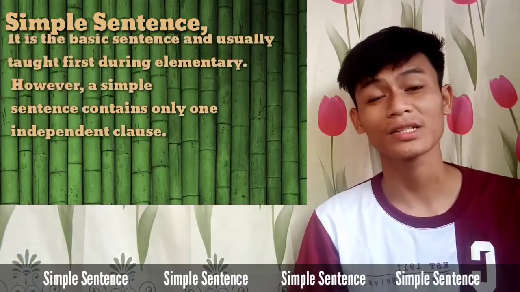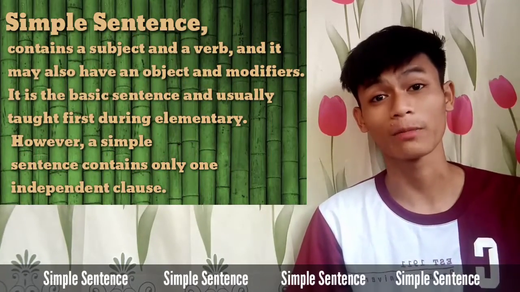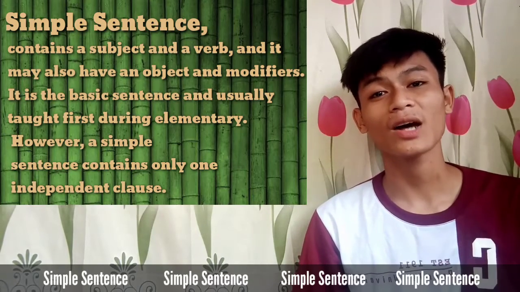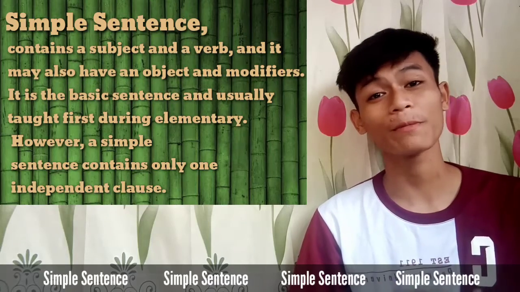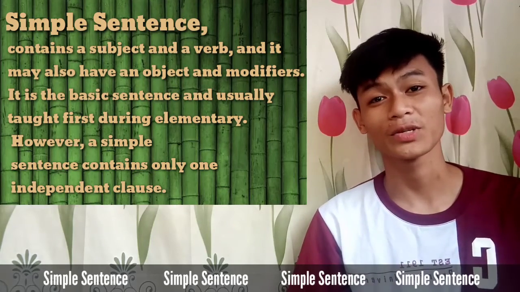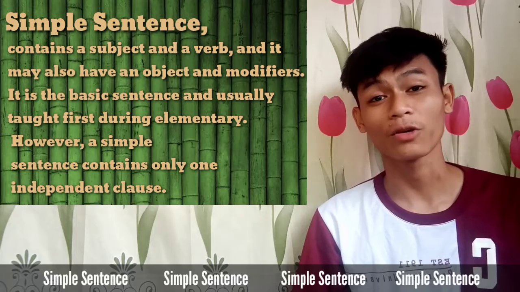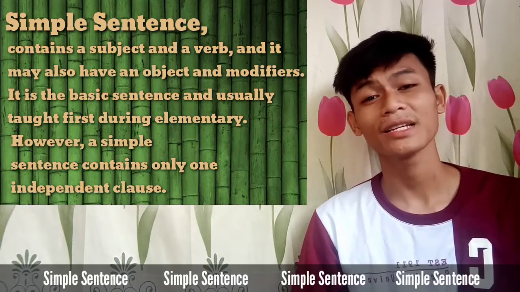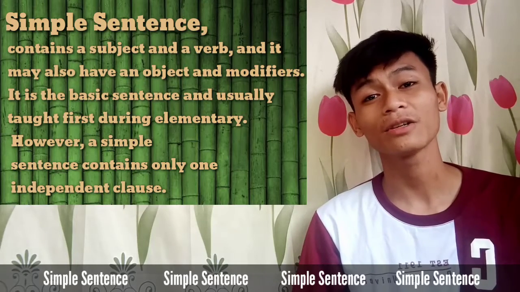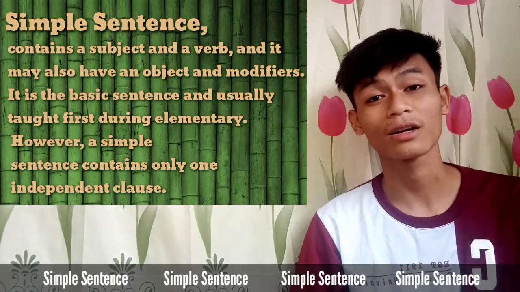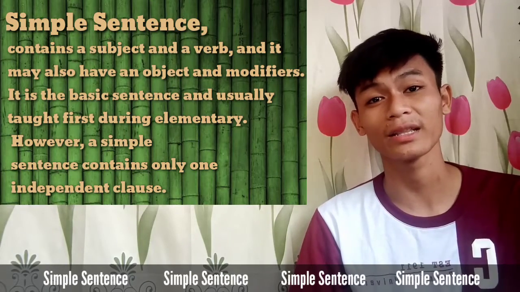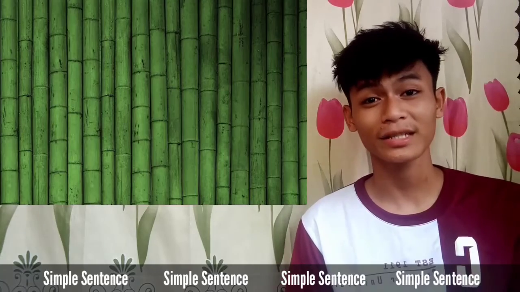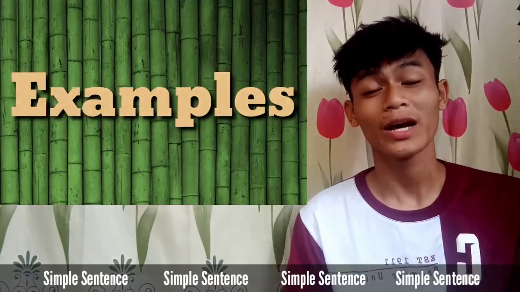A simple sentence contains a subject and a verb, and it may also have an object or modifiers. This sentence structure is the most basic structure among others, so it is usually taught during elementary years. However, this sentence structure only contains one independent clause, and there is no dependent clause. To help you understand more what a simple sentence is, let's take these two examples.